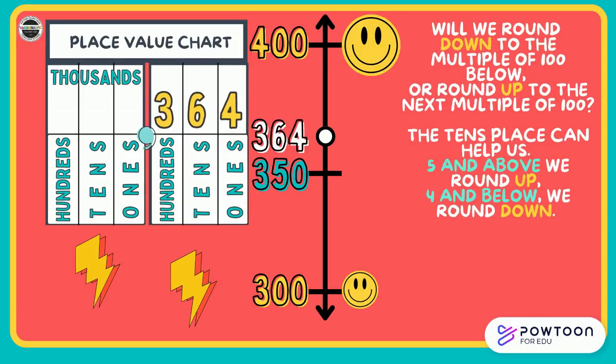Will we round down to the multiple of 100 below or round up to the next multiple of 100? The tens place can help us. 5 and above, we round up. 4 and below, we round down. If I'm looking at the tens place of 364, I see a 6. Well, that's 5 and above. So I know 364 rounded to the nearest hundred is 400.